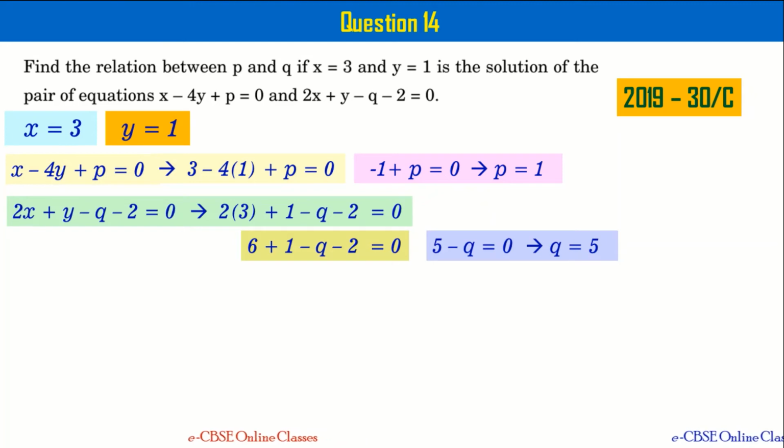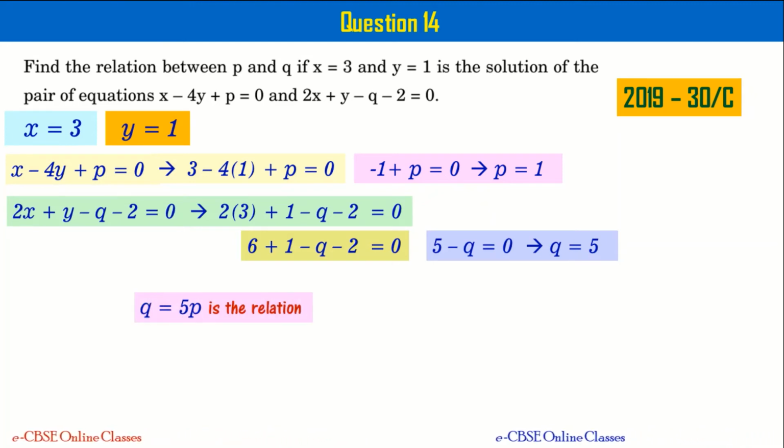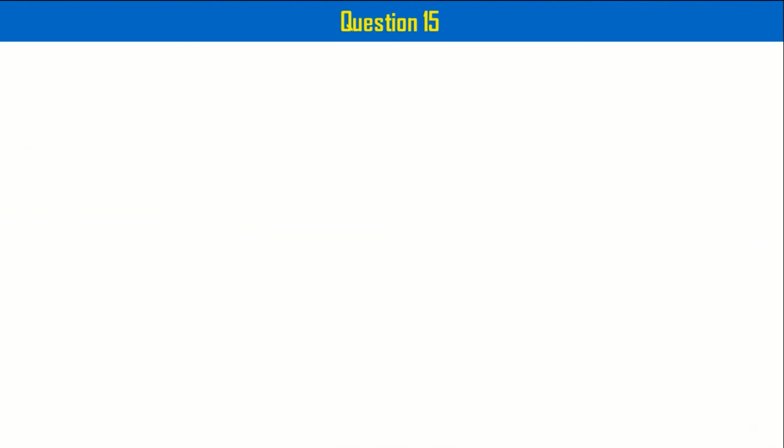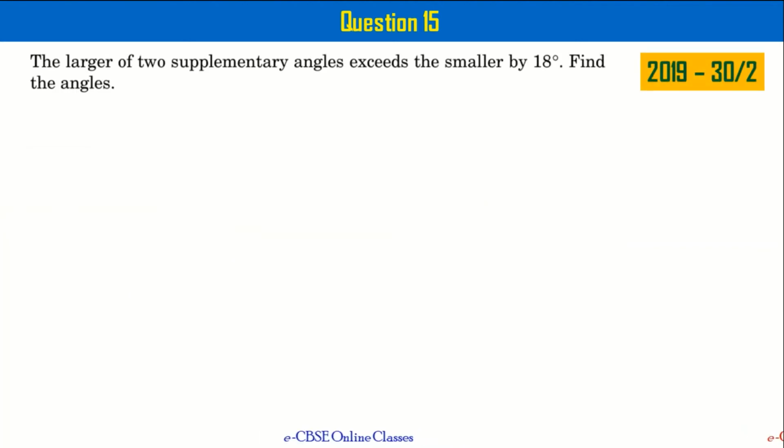But the question is, we are asked to find the relation between p and q. So can we say that q equal to 5p is the relation we are looking for? Yes. Let's go to the next question, that is question number 15. The larger of two supplementary angles exceeds the smaller by 18 degrees. Find the angles is the question.